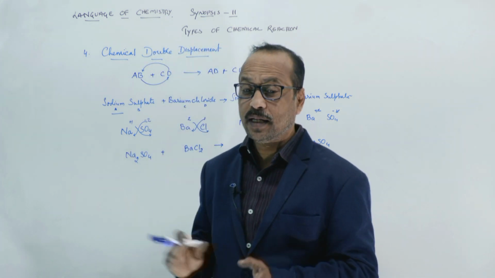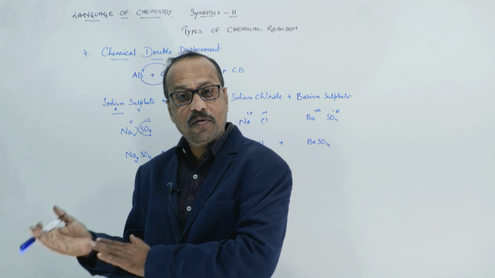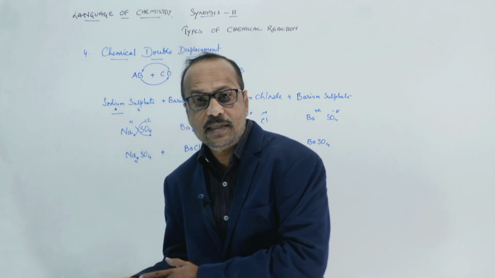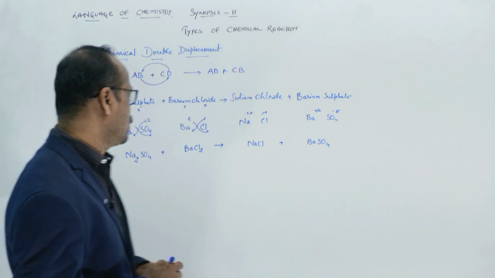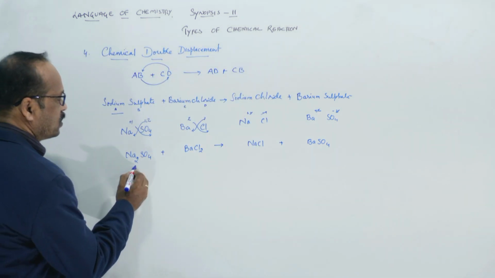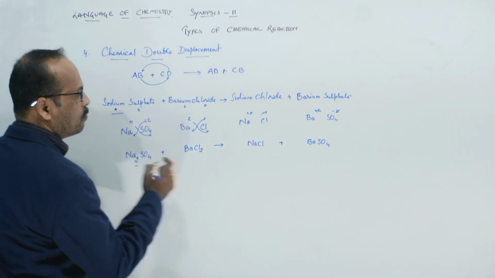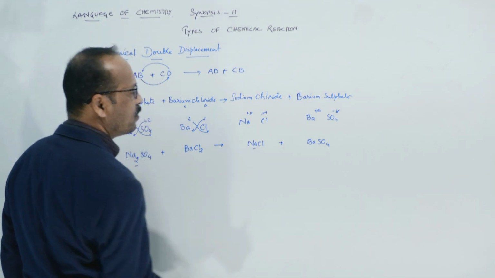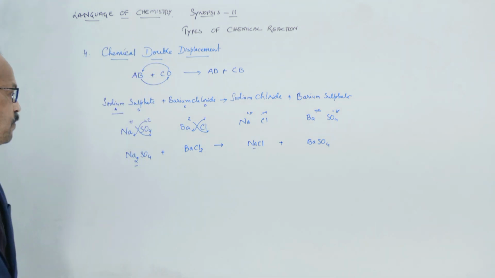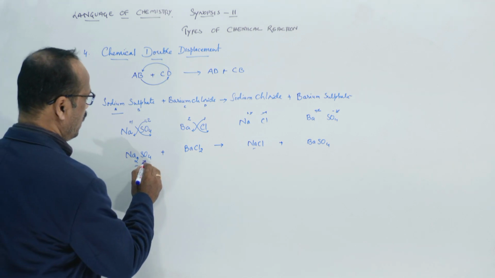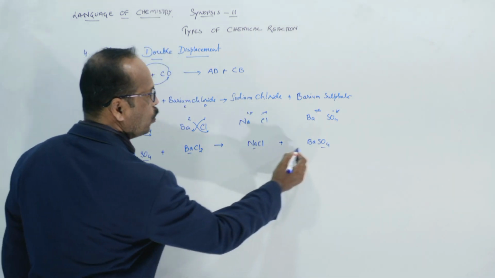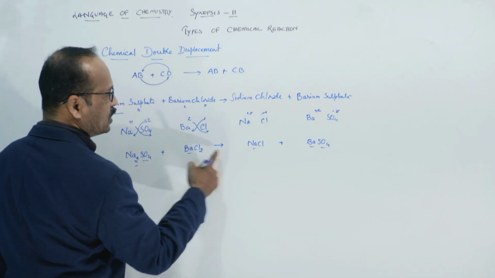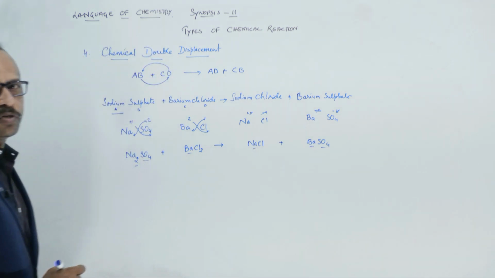The meaning is what? The total number of atoms on the reactant side must be equal to the product side. Now is it balanced or not, let's check. How many sodiums are there, students? Here 2 are there. But here how many sodiums are there? Only one. So it's not balanced, right? Now what about the sulfate? One SO4, one SO4, it's balanced. And here one barium, one barium, balanced. But here two chlorines are there, here only one chlorine, so it's not balanced, right?